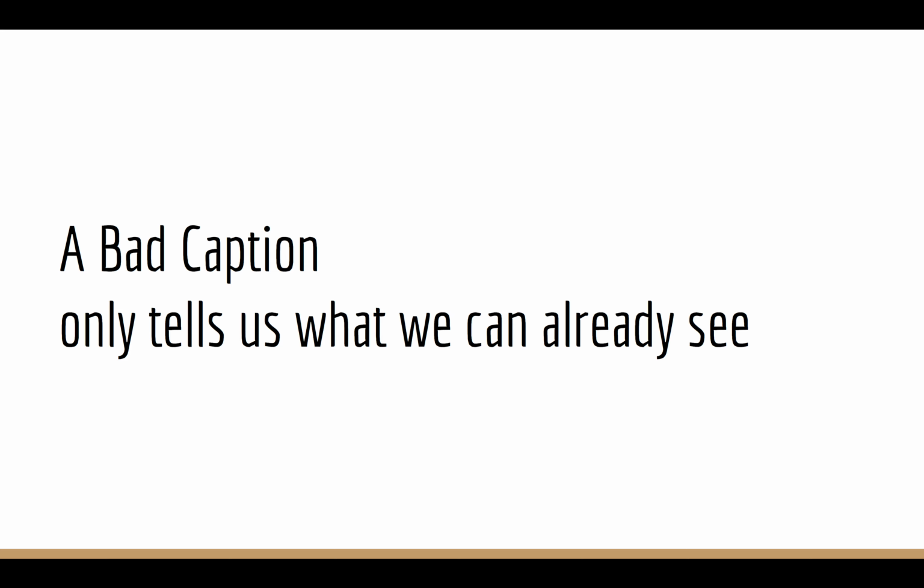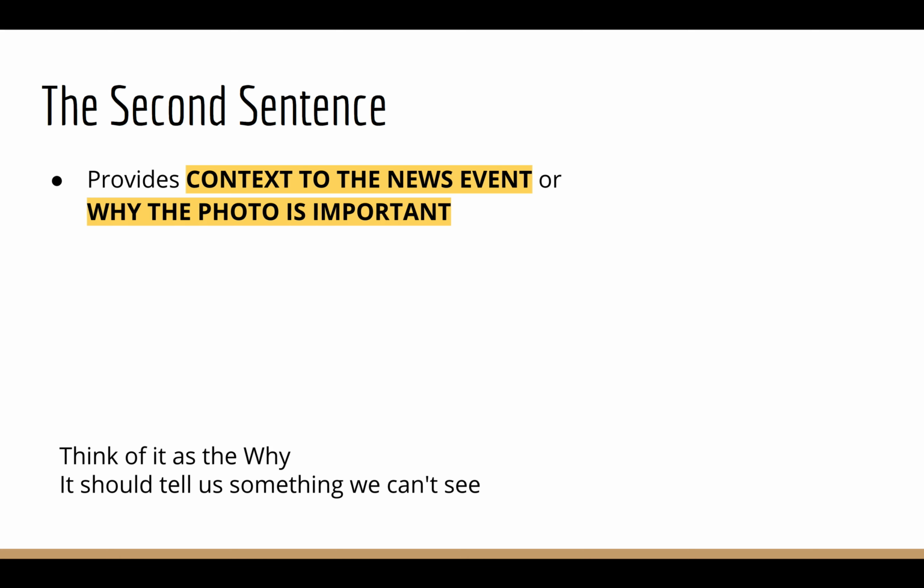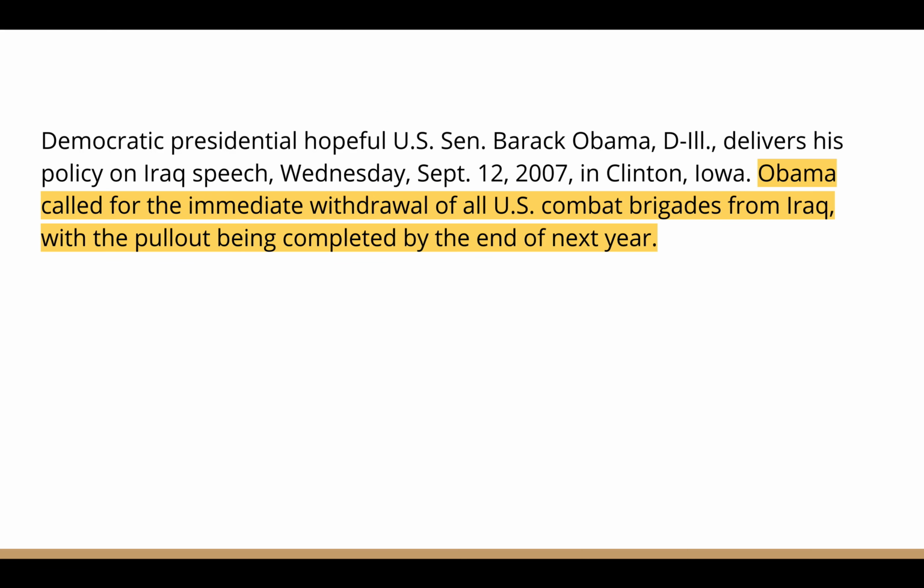So the point, though, is a bad caption only tells what we can already see. So think about that little girl. Now, we started adding context in that first formula, but I think the best part is the second sentence, right? That second sentence is providing us all the context to what's going on in the photo and why we're looking at the photo. So this is that fifth W, that's the why. And really the most important thing is it should tell us something we can't already see. It should be giving us more information in this second sentence.